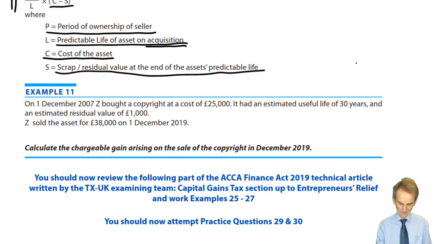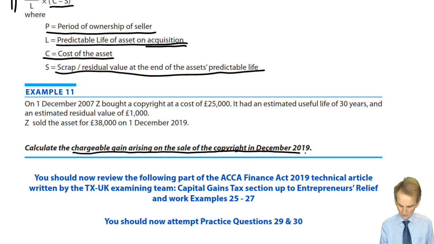As luck would have it, here we have a final example, example 11, to deal with this situation and to complete this particular chapter. Calculate the chargeable gain arising on the sale of the copyright in December 2019. So you've got to pick up copyright. What is that? It's an intangible, it's not a chattel. But a copyright, as you'll see from the information provided, is a wasting asset. It will have a life of not more than 50 years. So we're going to have to restrict the allowable cost in any gain or loss calculation.